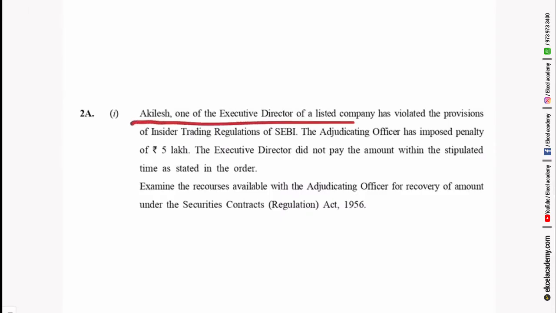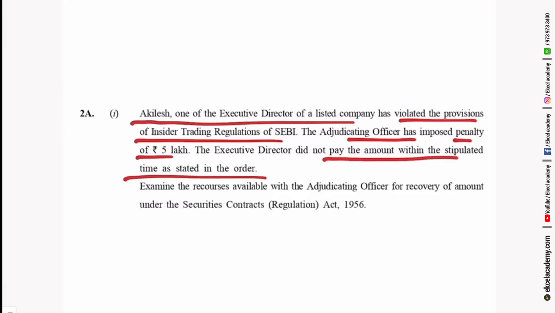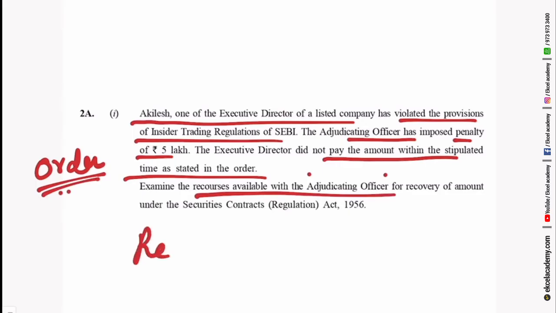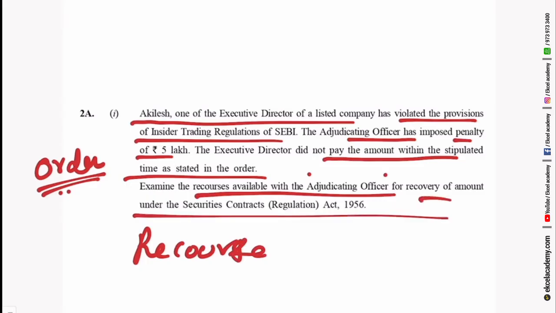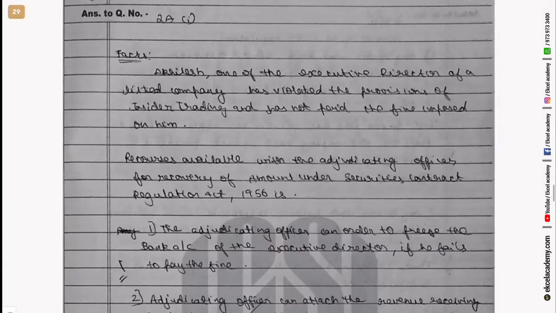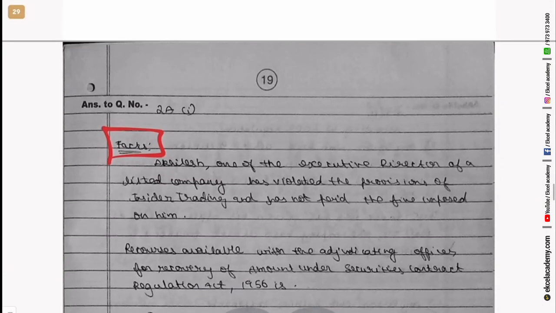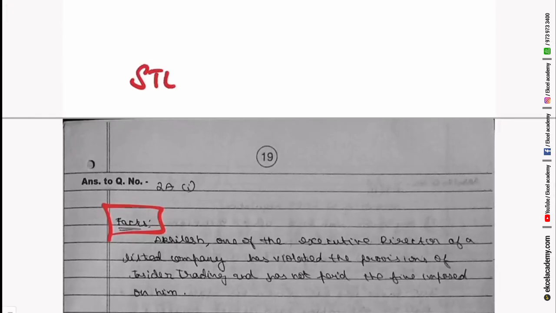So executive director of a listed company has violated provisions of insider trading. Adjudicating officer has imposed penalty of 5 lakh. Executive director did not pay the amount within the stipulated time as mentioned in the order. Okay, he has not paid. So what is the recourse available for the adjudicating officer? What recourse can the adjudicating officer take for recovering the amount? Very nice question.